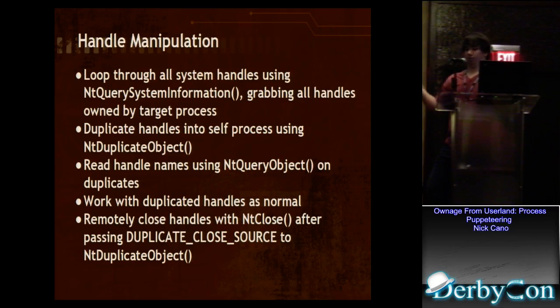If we want to close the handles in both our process and the remote process, you can use the DUPLICATE_CLOSE_SOURCE flag with the NtDuplicateObject function, and then when you call NtClose on the handle in your process, it'll close the one in the remote process as well, which is really handy for mutexes.